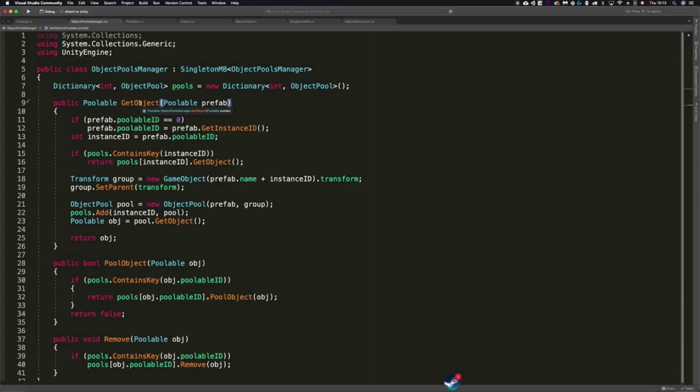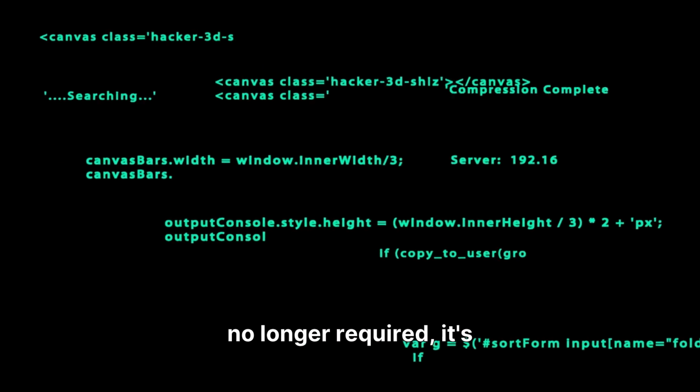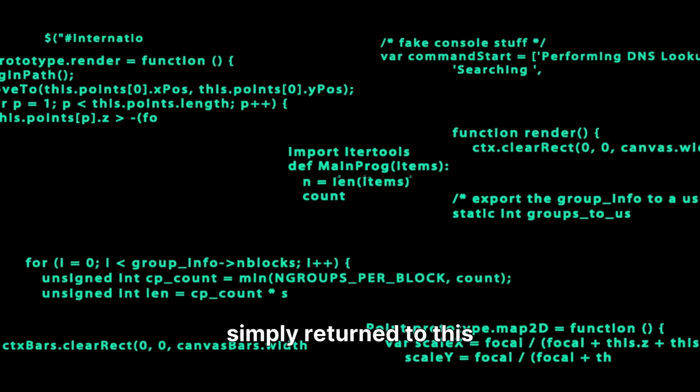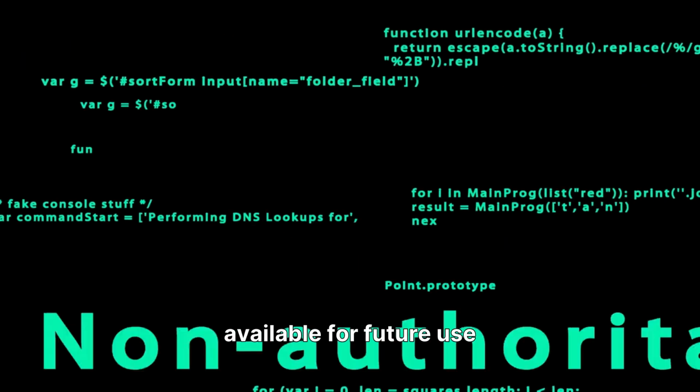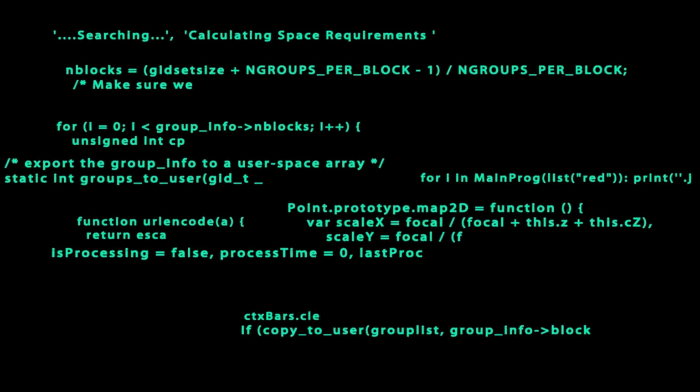stuttering gameplay. Object pooling directly addresses these issues by maintaining a pre-instantiated collection of objects, ready to be activated and deactivated as needed. When an object is no longer required, it's simply returned to this pool instead of being destroyed, making it immediately available for future use without the overhead of recreation.